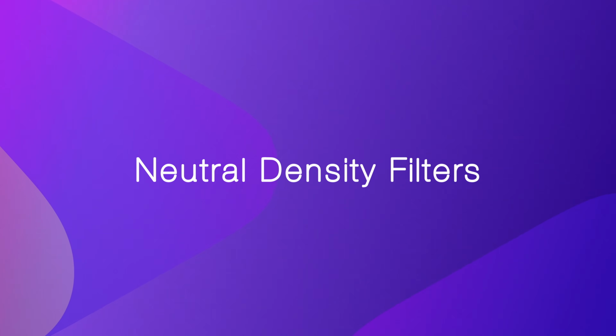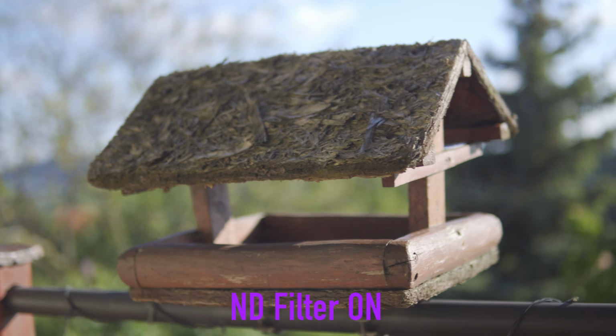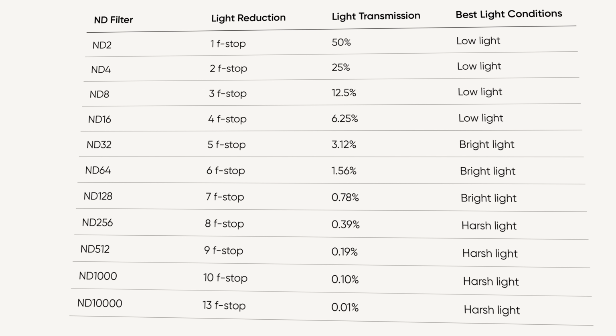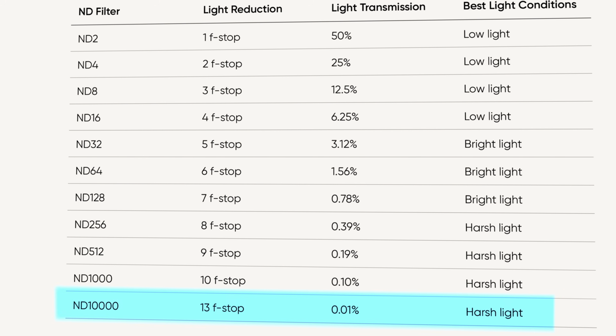So ND filters, neutral density filters, are very simply put sunglasses to your camera. No, not like that. But they pretty much work the same way. They decrease the amount of light that enters the camera. ND filters have values, usually ranging from 2 to 10,000, with stops, like you can see in this chart here. The lower end lets the most light in and the higher the least.